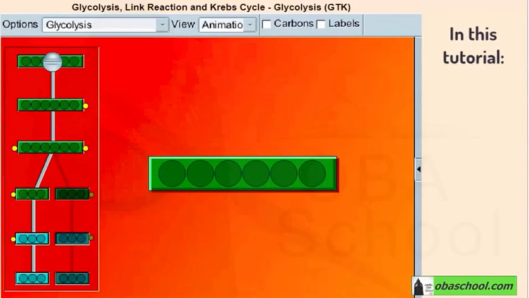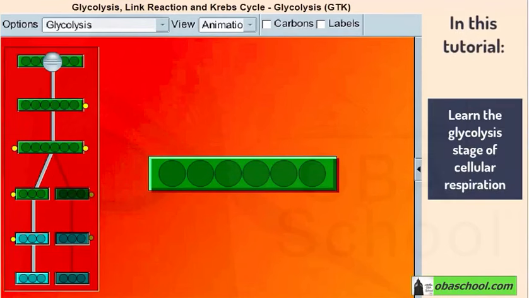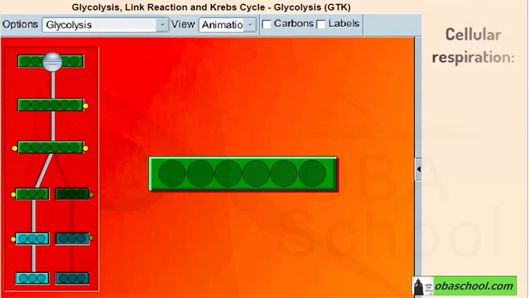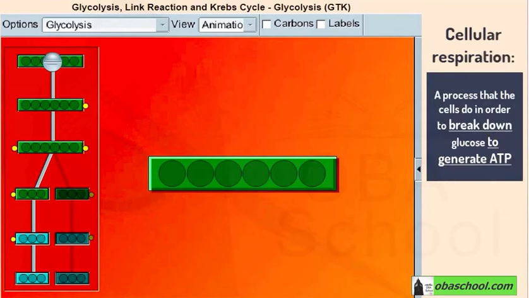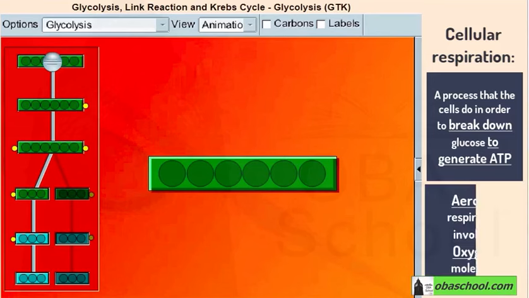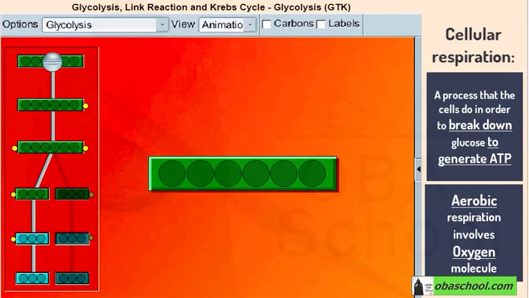Hello everyone, in this tutorial we will learn the glycolysis stage of cellular respiration, or energy. Cellular respiration is a process that cells do in order to break down glucose to generate ATP. Aerobic respiration usually involves an oxygen molecule.